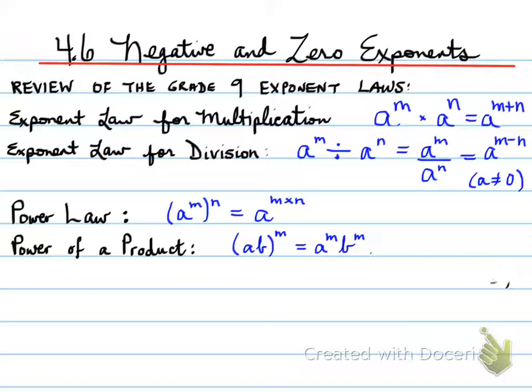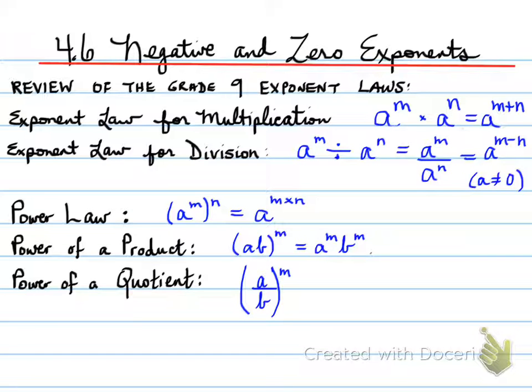All right, moving forwards. Where are we going next? Well, we need another law. Power of a quotient, a over b to the power of m. Note that the denominator here, folks, cannot be 0, again, because it would be undefined. But what happens here is the same that happened when it was a product. You would apply the exponent to both the numerator and to the denominator.